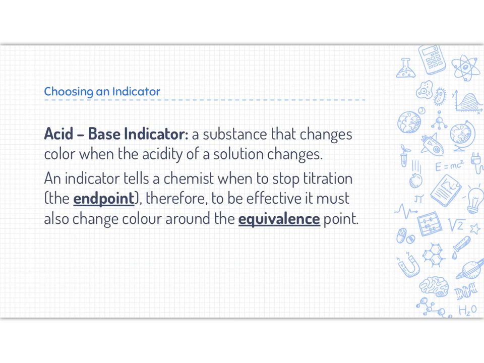Okay, so choosing an acid-base indicator. Well, what is it? It's a substance that changes color when the acidity of a solution changes. An indicator tells the chemist when to stop the titration, aka the end point. Therefore, to be effective, it must also change color around the equivalence point. We talked about this. We want our indicator to change somewhere along this steep section. I don't want it to change too soon because that is not anywhere near my equivalence point. Now I can have a range that's slightly high or slightly low, again, because the difference in volume is so slight.